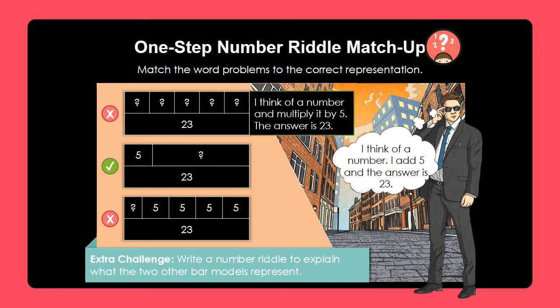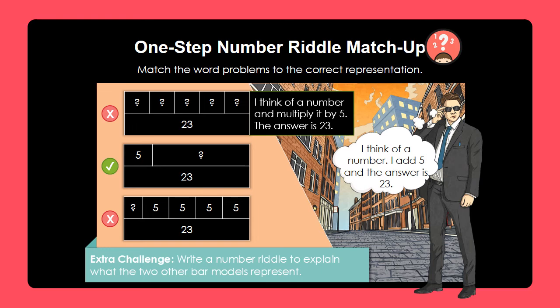Excellent. So you could have had for the first one, I think of a number, I multiply it by 5, and the answer is 23. So you've got a number there, all the same number, been multiplied by 5, and the answer is 23. And in order to solve that, you'd need to do the inverse of multiplication, which is, excellent, division. So you do 23 divided by 5. Now before you even do that, I want you to think, is it going to be a whole number? No, of course not, silly. It can't be a whole number because 23 is not a multiple of 5. So we know if we're doing 23 divided by 5, we're going to have a decimal number.